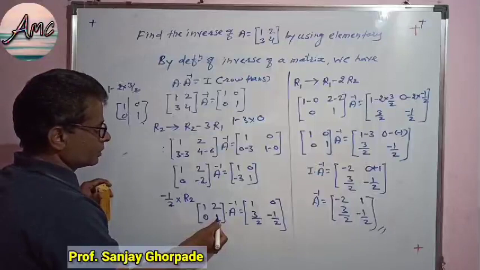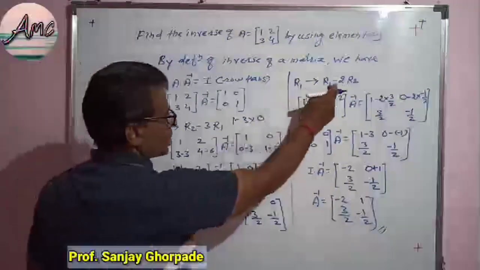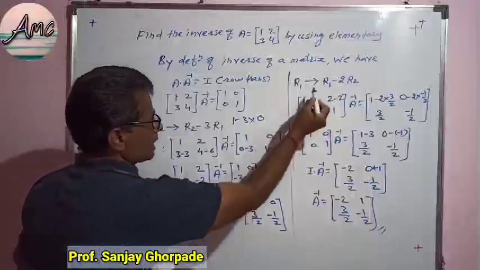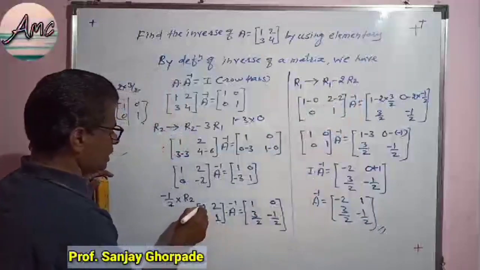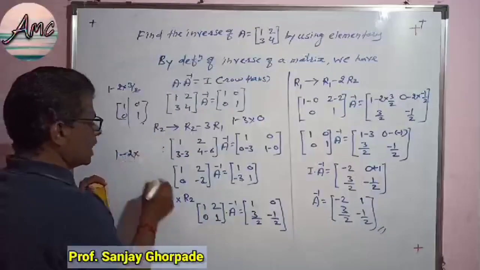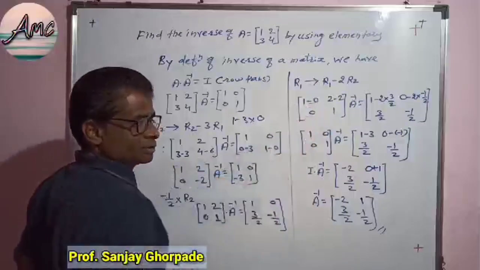Now by using this 1, I am going to make this element 0. For that, R1 tends to R1 minus 2 times R2. What is R1 here? R1 is 1 minus 2 times R2. What is R2? 0. So 1 minus 0. You will get 1 minus 0 here.